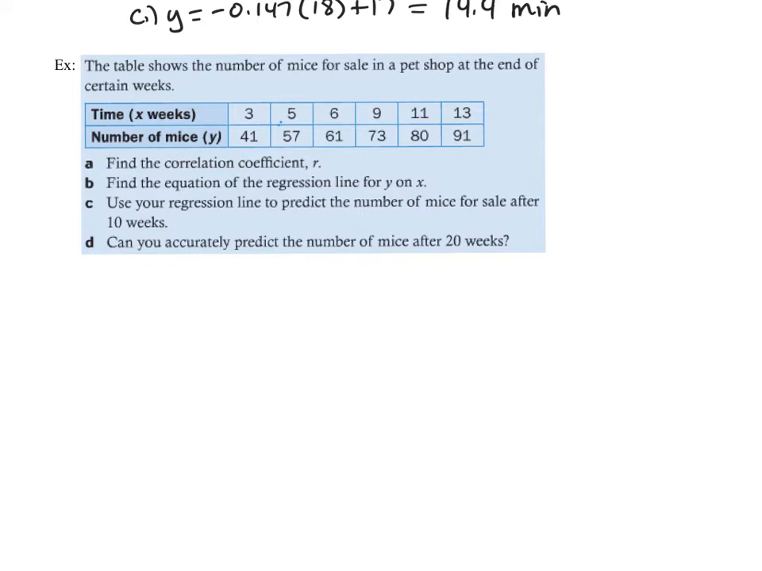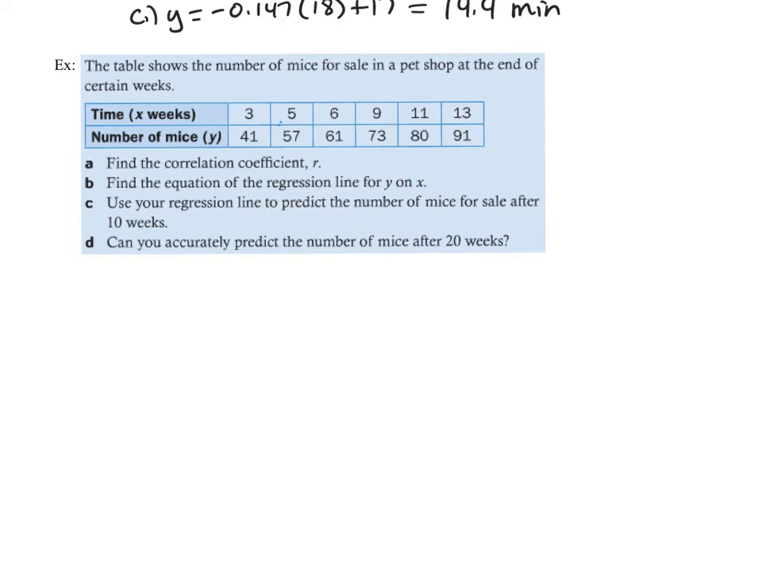So let's take a look at one more example. This one says the table shows the number of mice for sale at a pet shop at the end of certain weeks. So we have labeled for us our independent and dependent variables. The independent variable is the number of weeks, and the dependent variable is the number of mice sold. Ugh, why anyone would want to buy one, I don't know. But anyway, let's take a look at letter A. Letter A says find the correlation coefficient.